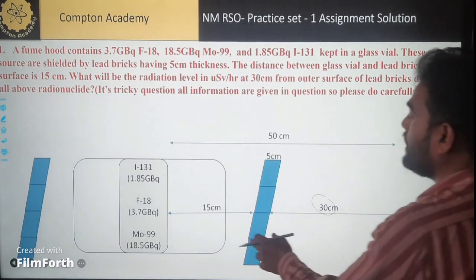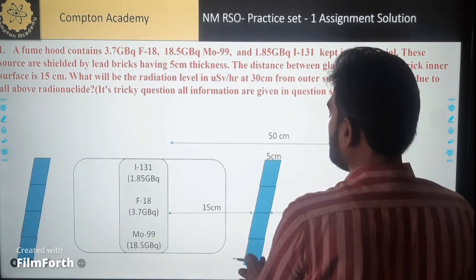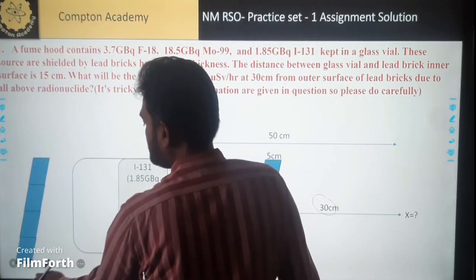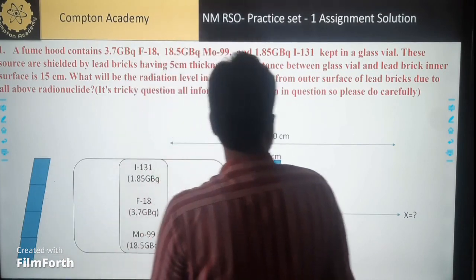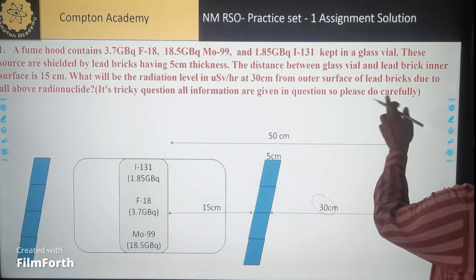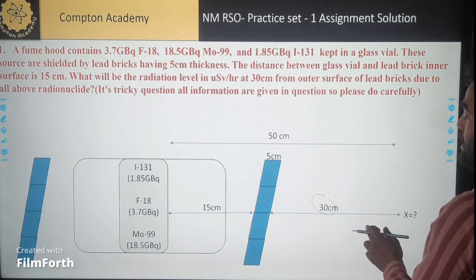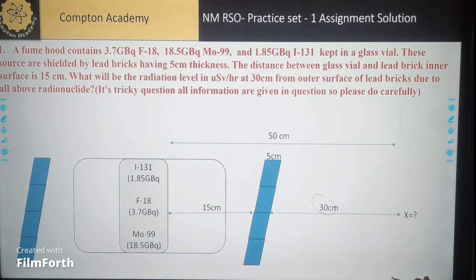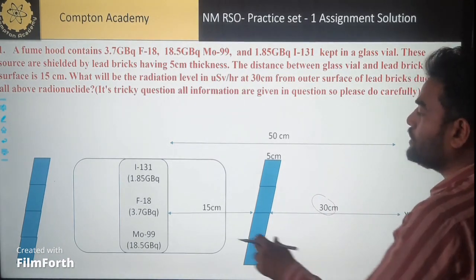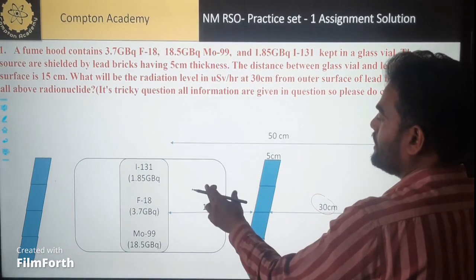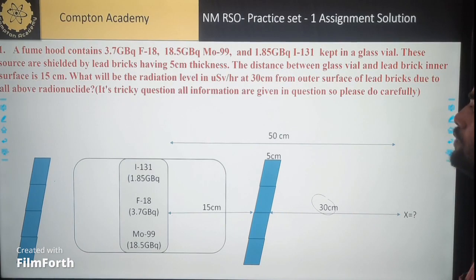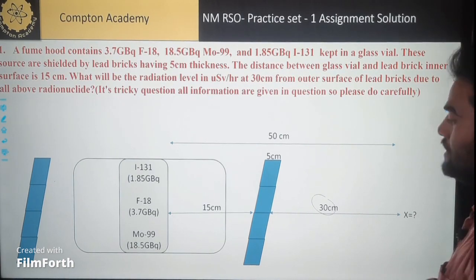So it has been provided that the glass vial to inner surface of lead brick distance is 15 cm, and along with this the radiation level has been asked at the outer surface of the lead brick at 30 cm. So the 5 cm brick wall thickness has been mentioned. The total distance from the glass vial to the point where the exposure level is asked is 50 cm. So the total distance here will be 50 cm.